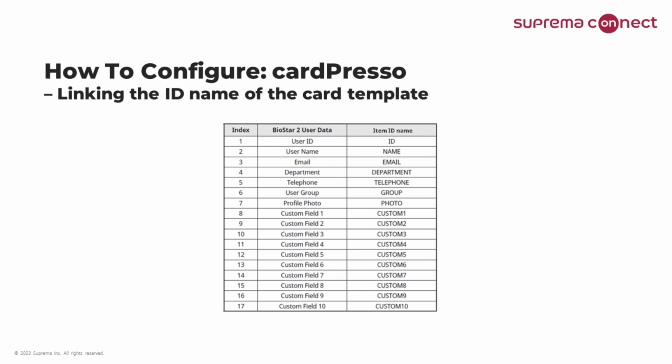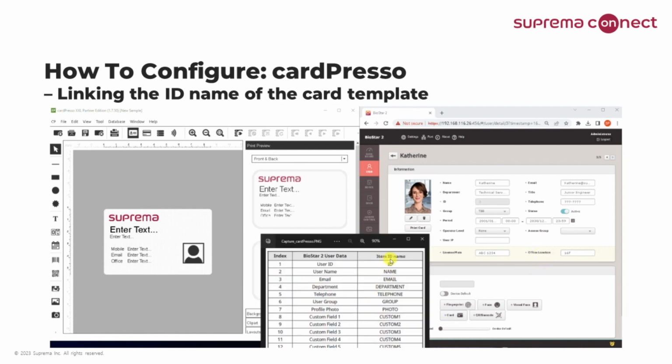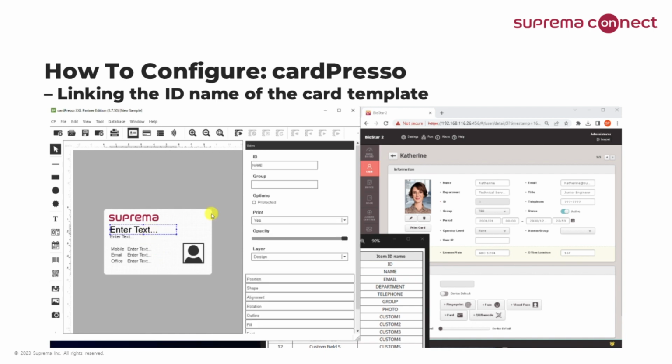As you see in this card, you have BioStar 2 user data, but also you have the item ID name, which can be correlated, but you have to be very careful about this. On the right is a card template that we created with CardPresso. There are several text fields and a picture field. Based on BioStar 2 user fields, let's add name, photo, email, department, and custom field to the card template, as you can see here. Click on each field of the card template design, refer to the item in BioStar 2 user data, and then enter the item ID name that maps to that part.